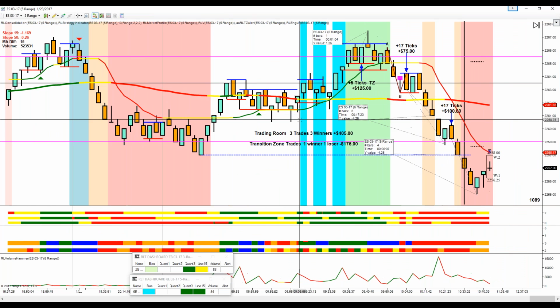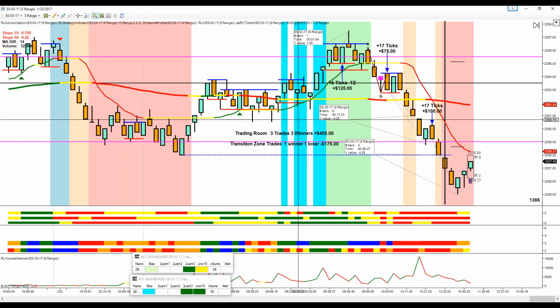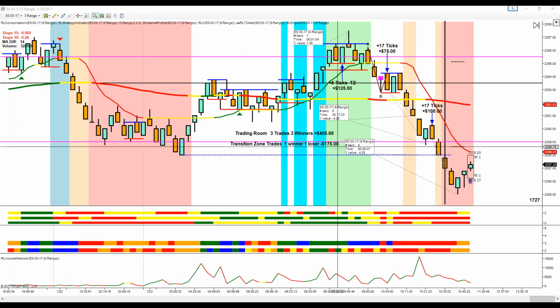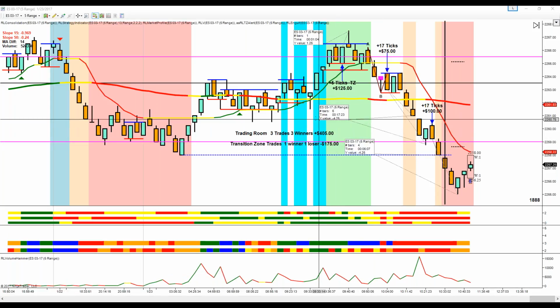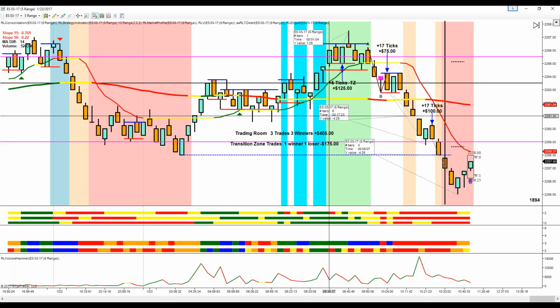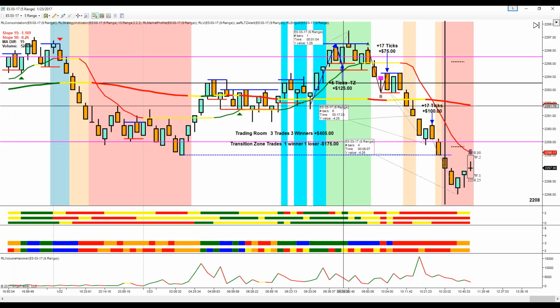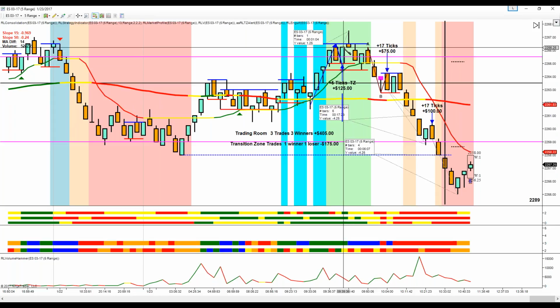Then on the E-mini, we had a move up, retracement. Now, I didn't take this trade in the room. I wish I had. But the transition zone took it with 4 contracts, and it pushed up 5.